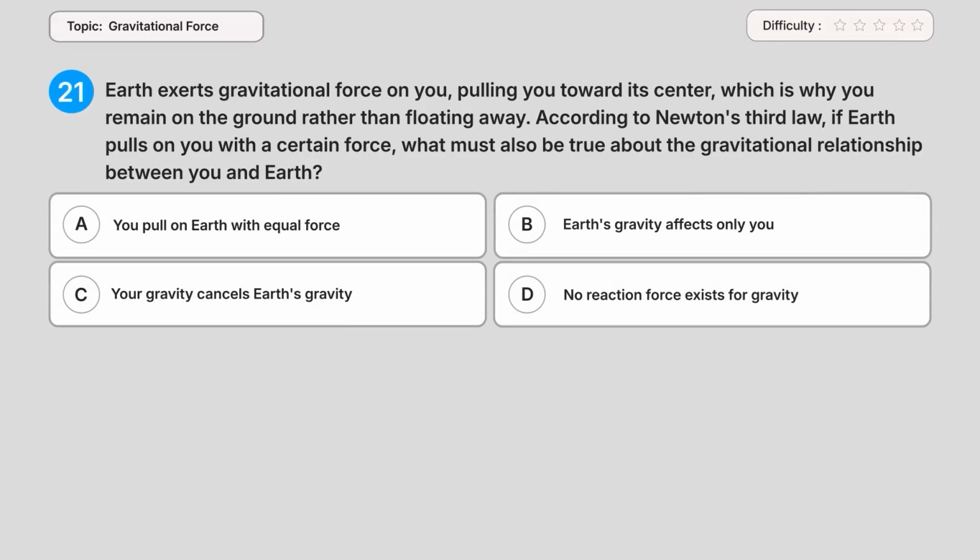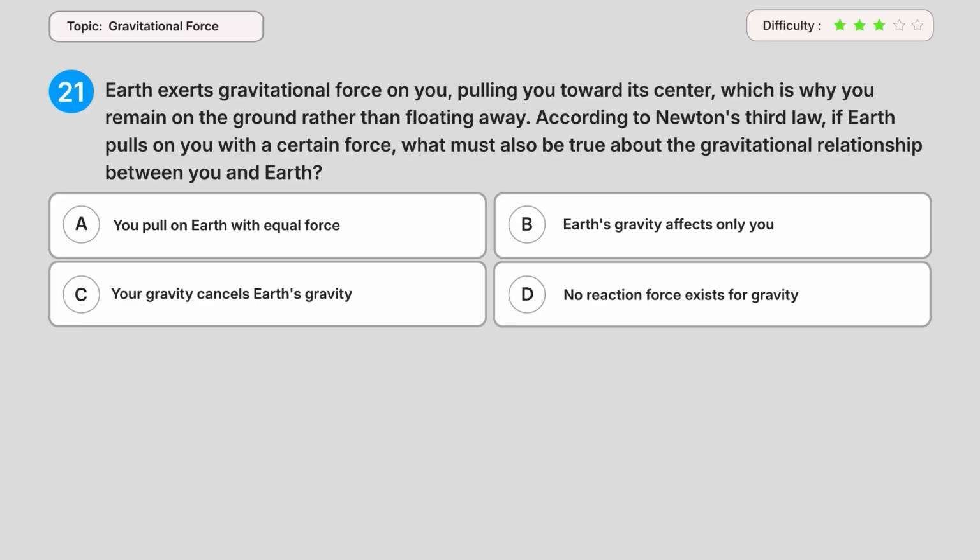21. Earth exerts gravitational force on you, pulling you toward its centre, which is why you remain on the ground rather than floating away. According to Newton's third law, if Earth pulls on you with a certain force, what must also be true about the gravitational relationship between you and Earth?